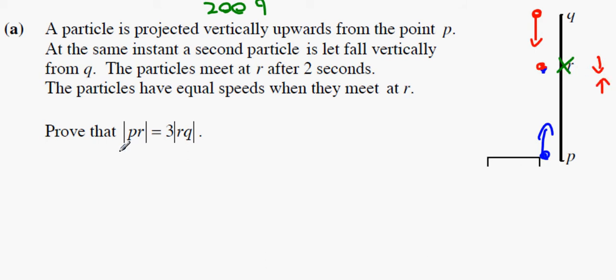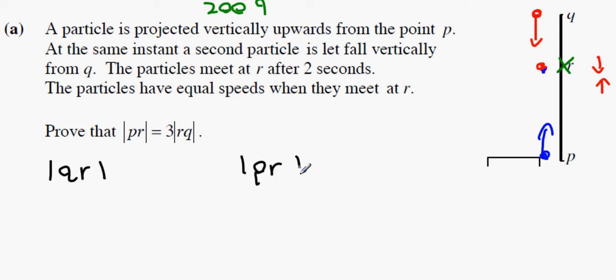Prove that PR equals 3QR. So prove that the distance PR is 3 times QR. So just to get a picture of what you might need to do, you're just going to have to UVAST both systems. So we're going to have a system QR, and we're also going to have a system PR.